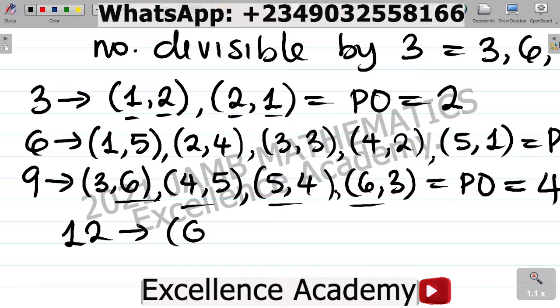Of course, only 6 and 6. Because either the first one is 6 and the second one is what there? 6 there. All right. So it just has to be 6 and 6. So both of them have to be 6. So I have only one possible outcome. So possible outcome is just 1.